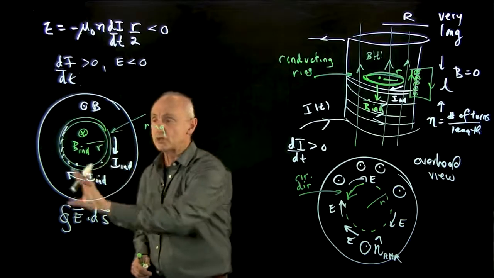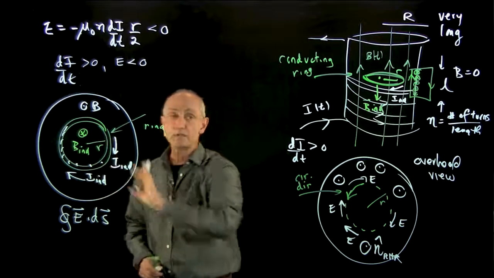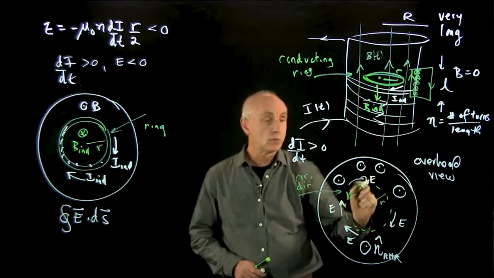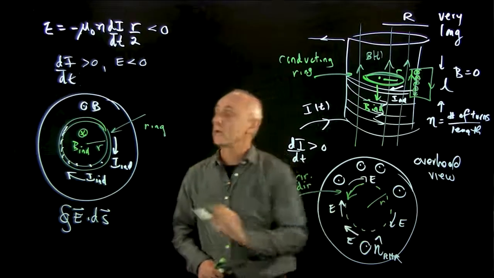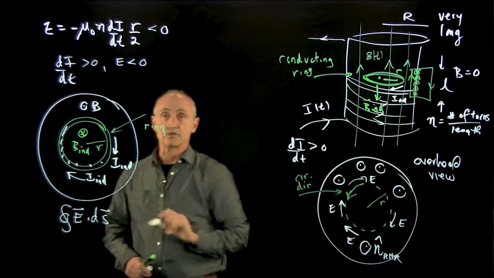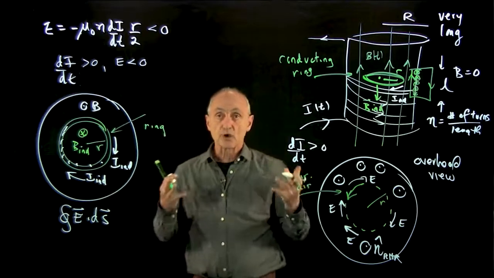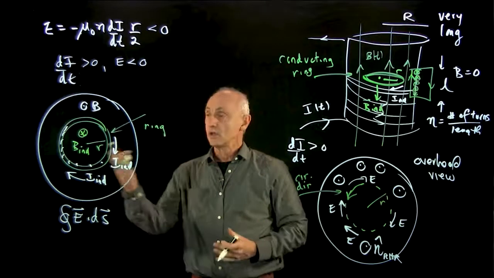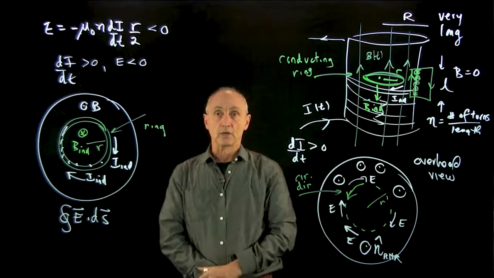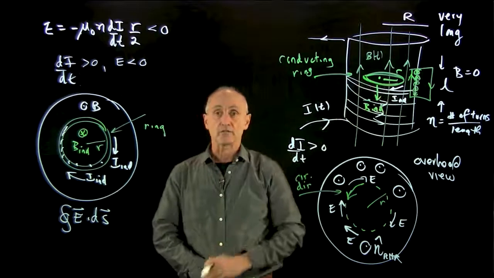Here we argue the direction of the induced current by Lenz's law, and here we saw that the electric field was pointing in the same direction as the induced current. So that answers our question, what causes the current in the conducting ring when I change the magnetic field in the solenoid?